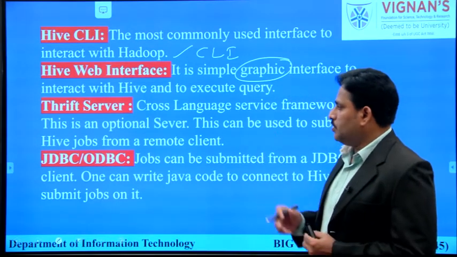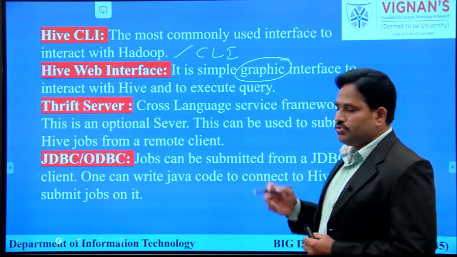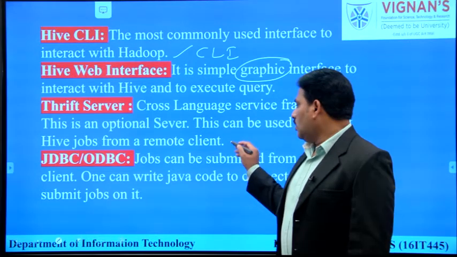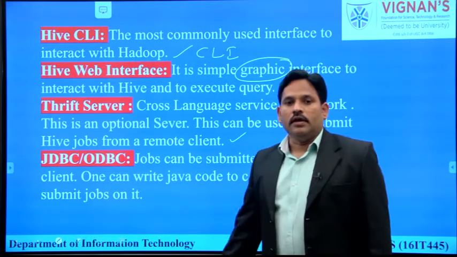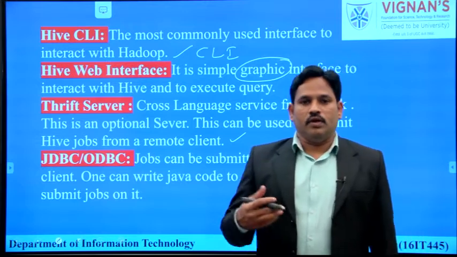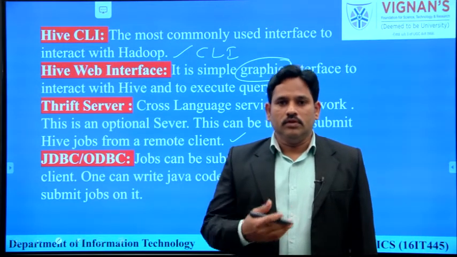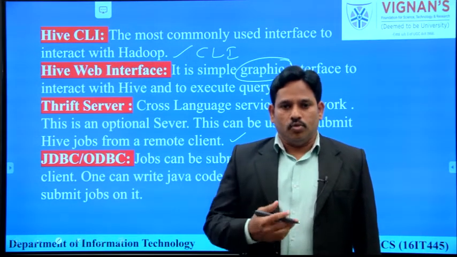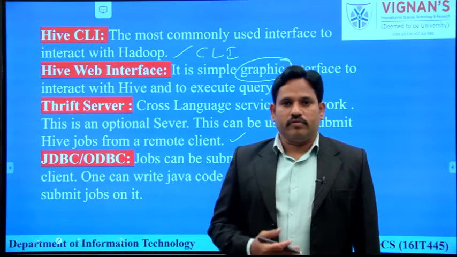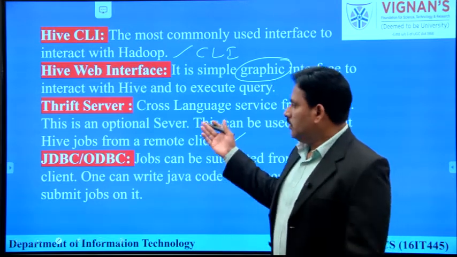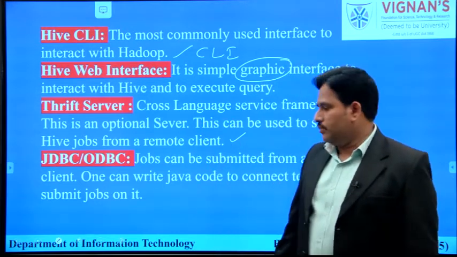Now what is the main objective of the Thrift server? It is used to submit Hive jobs from a remote client. That means whenever you want to assign a task or a job to a remote client, or whenever you want to access the data from a remote client, the Thrift server is going to be used.